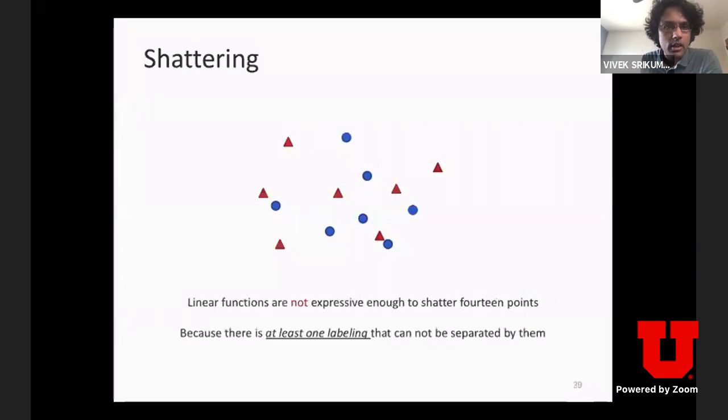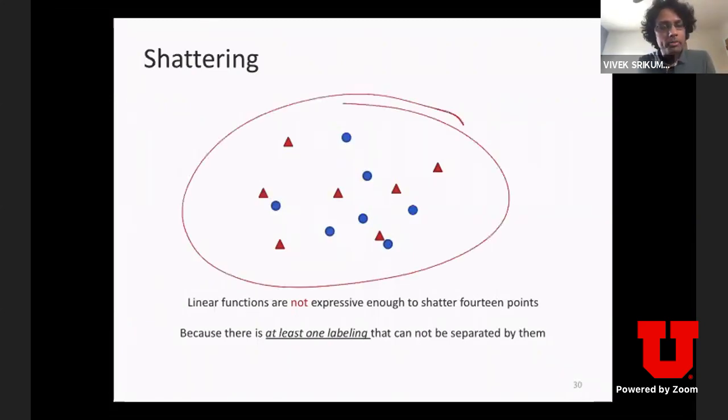cannot be shattered. Linear functions are not expressive enough to shatter 14 points. There is at least this one labeling, and many more, but this entire labeling here of points where there is no line that can separate triangles from circles. So linear functions in 2 dimensions are not expressive enough to shatter 14 points. All you need is one example of that kind.